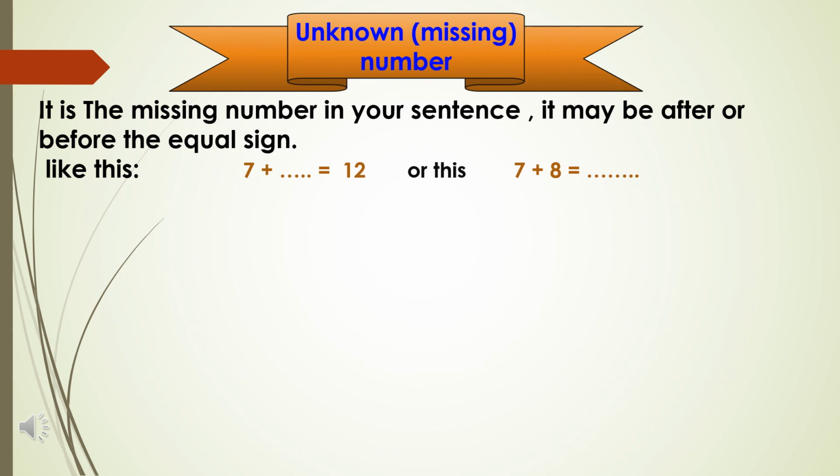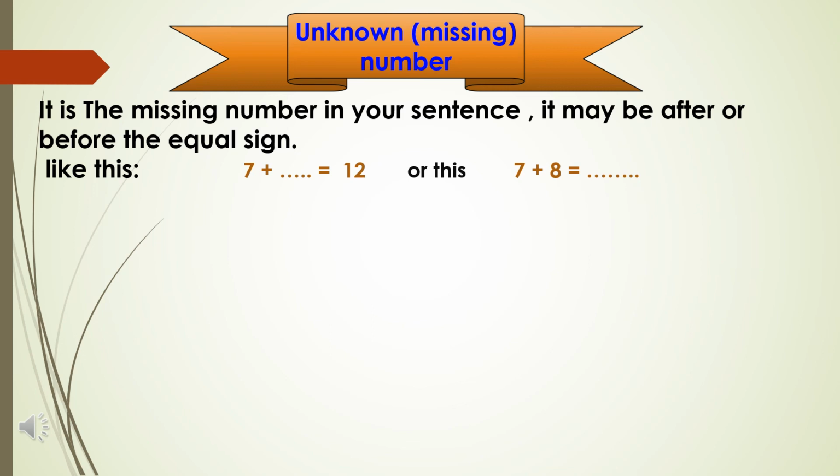28 minus what equal 24? Also the missing number is before the equal sign. We will count from small to big. After 24: 25, 26, 27, 28. Stop. We have 28 here. How many fingers? 4 fingers. So we will write 4.